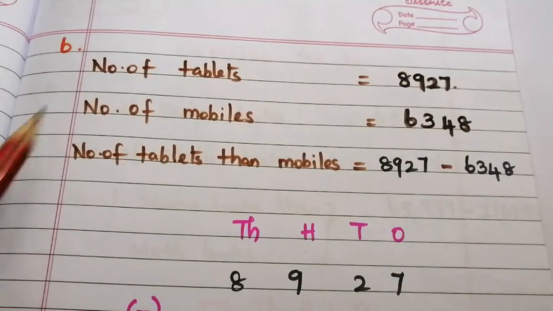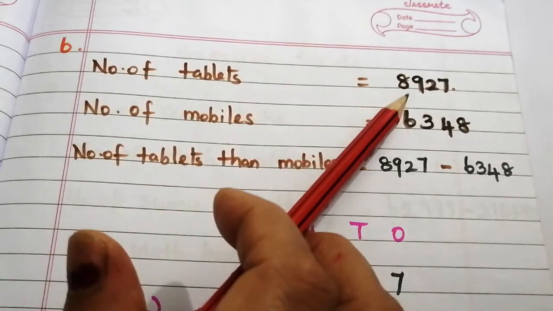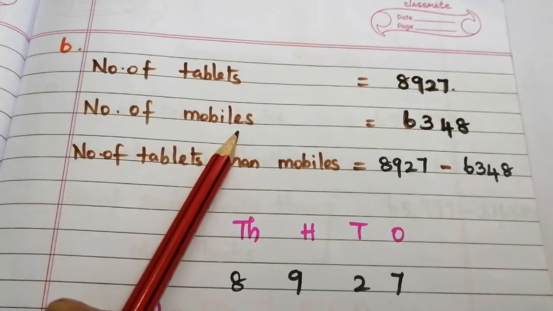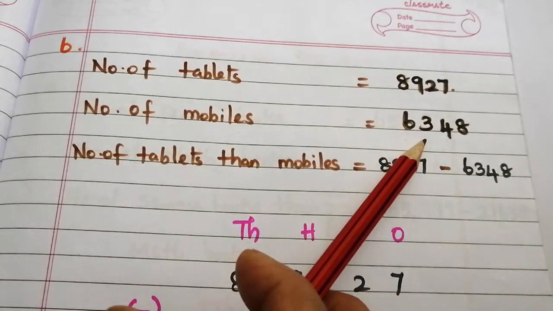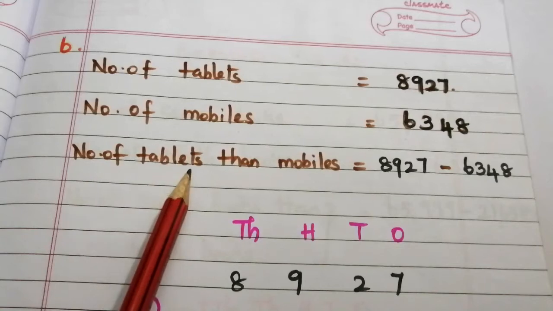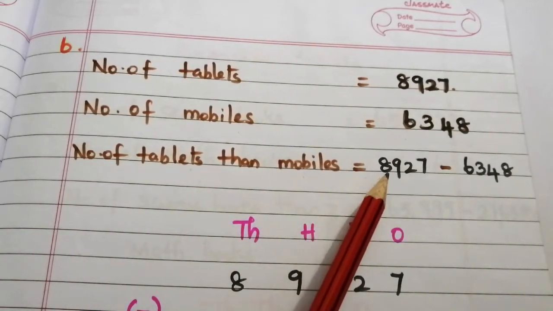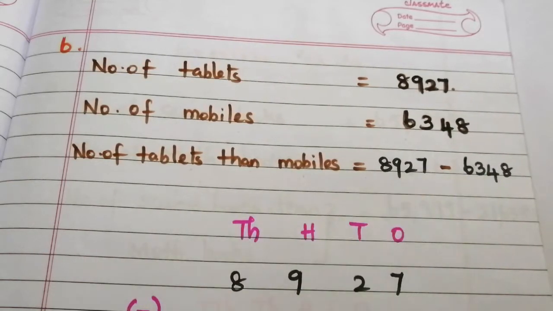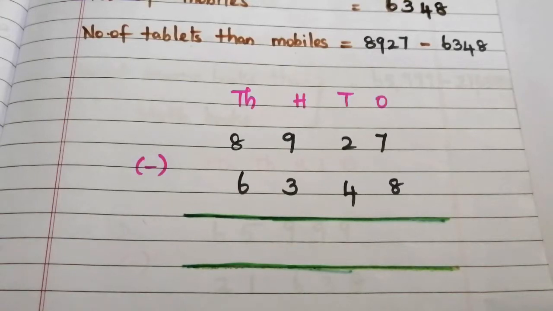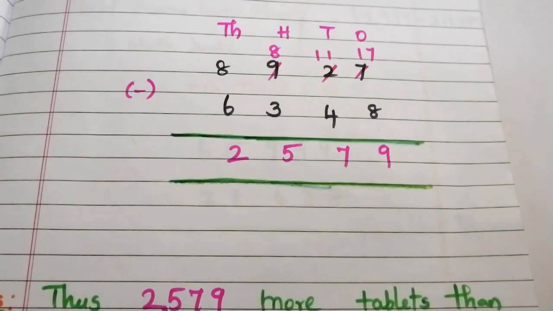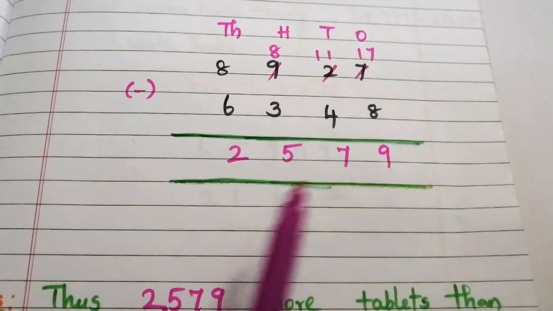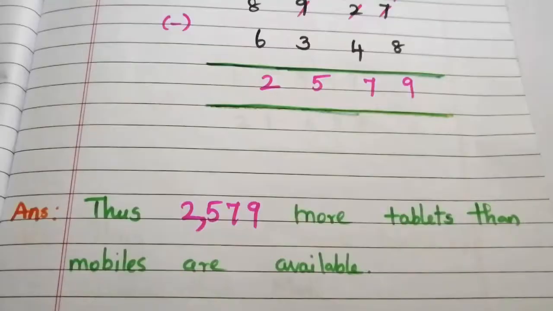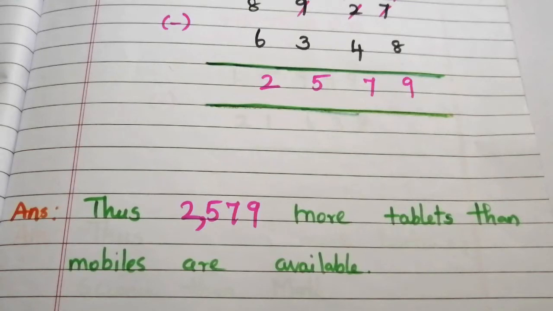So in our solution part, the first statement is number of tablets is equal to 8,927 and number of mobiles is equal to 6,348. Therefore, number of tablets more than mobiles is equal to 8,927 minus 6,348. So we have to write these two numbers vertically, then start the subtraction operation from ones place. So after subtracting, we get 2,579. So our answer is thus 2,579 more tablets than mobiles are available.